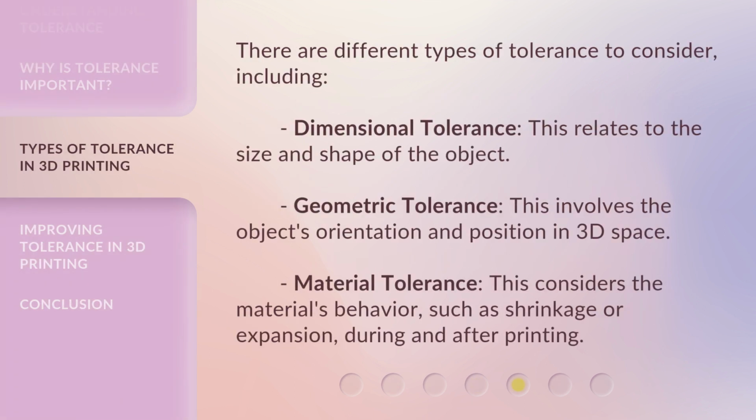There are different types of tolerance to consider, including dimensional tolerance. This relates to the size and shape of the object. Geometric tolerance. This involves the object's orientation and position in 3D space. Material tolerance. This considers the material's behavior, such as shrinkage or expansion, during and after printing.